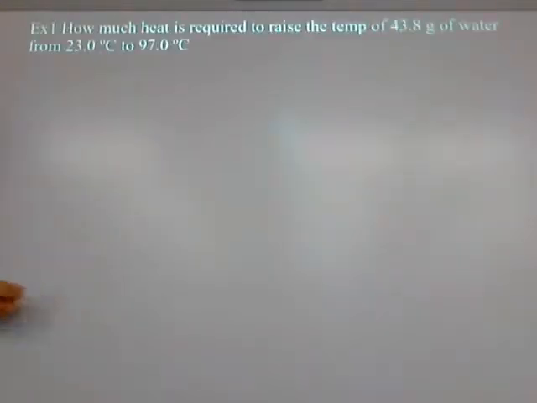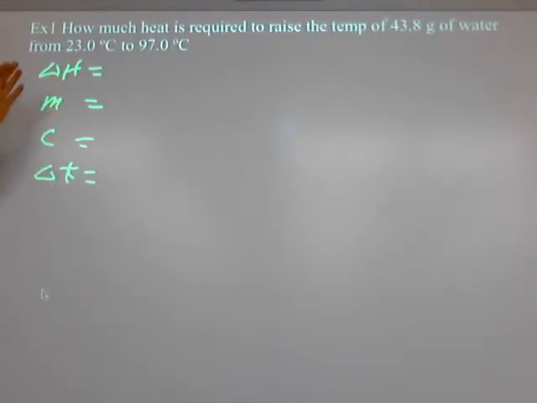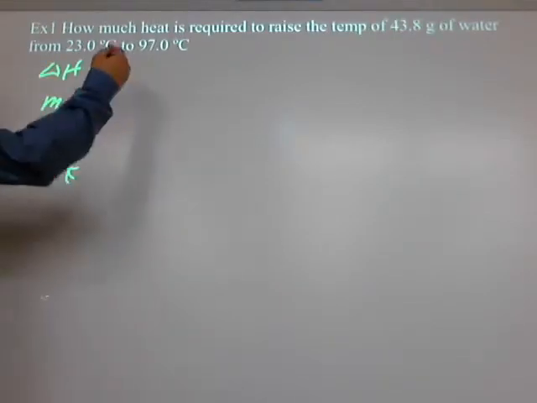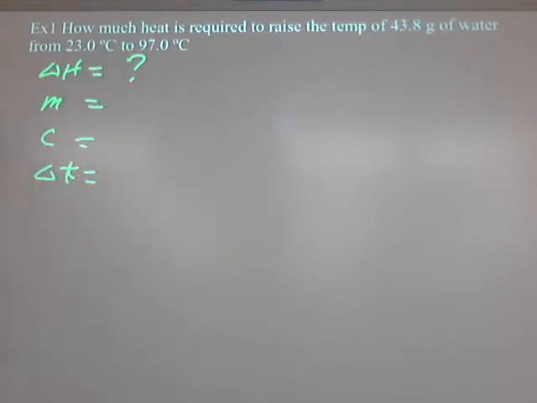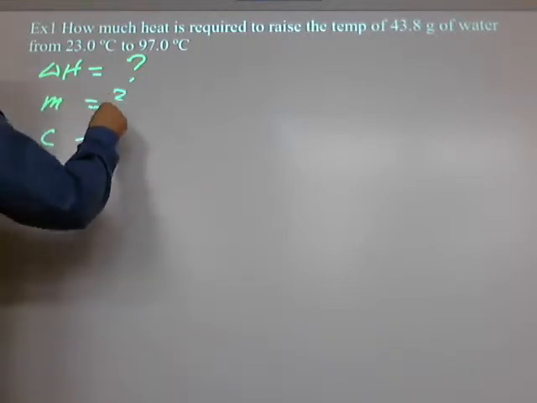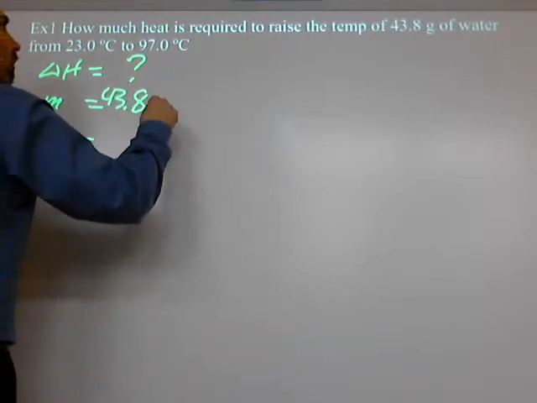All right. Let's get back to this guy here. So delta H, MC, delta T. Can we pick all that stuff out? Delta H is obviously what we're trying to find. Right. It's the unknown. The mass is clearly 43.8 grams.